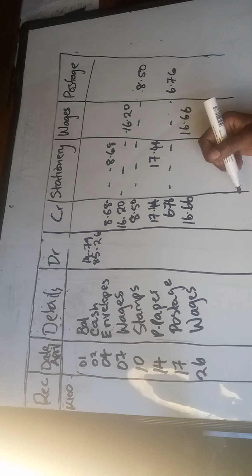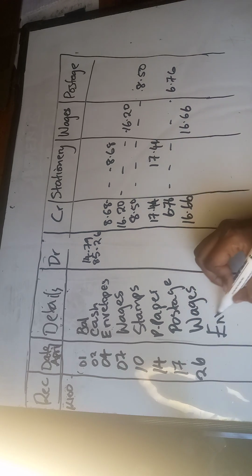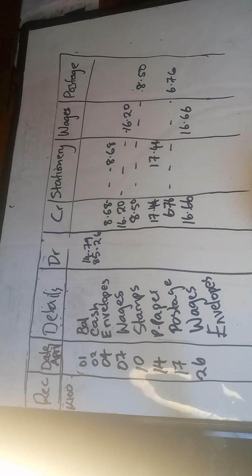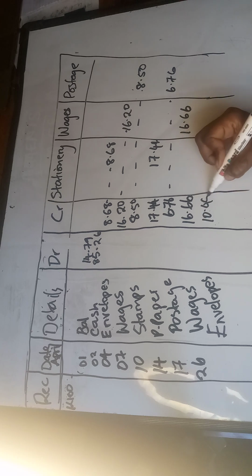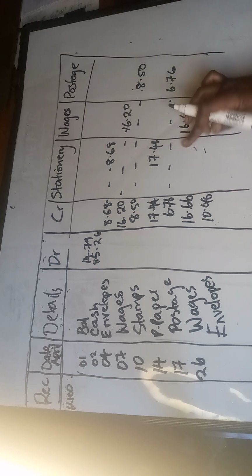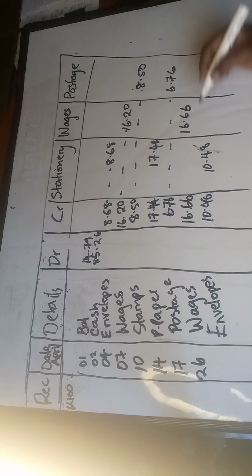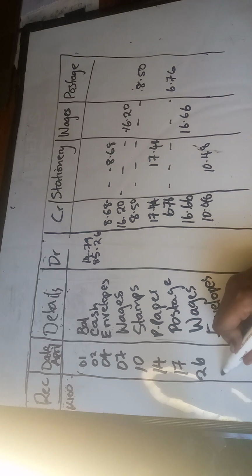Okay, then the last one is purchased envelopes. So you put envelopes there. And then 10 kwacha 48 ngwe, 10.48. Then this is stationery, so it's also going to go under the stationery column, 10.48. Okay, what date was this? This was on 28th.